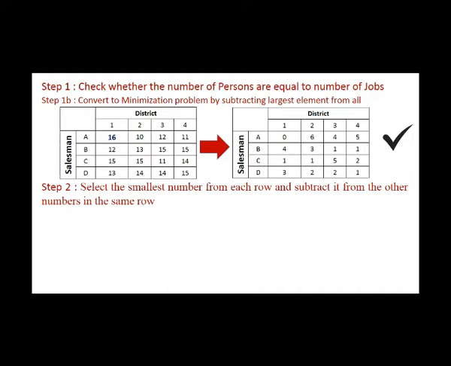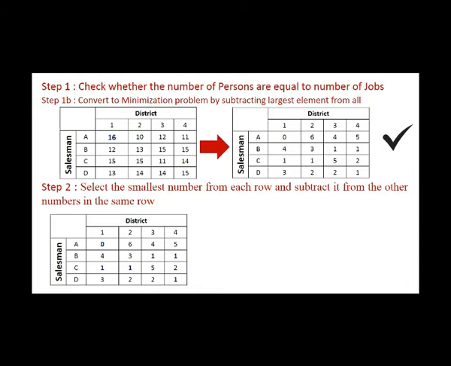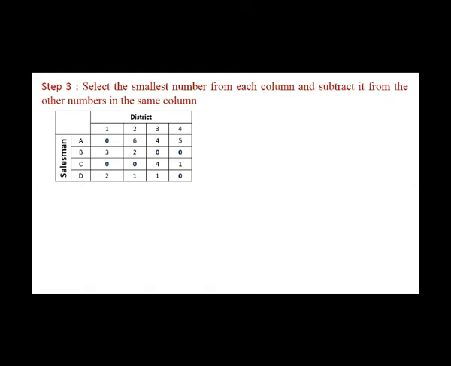Step 1, check whether the number of persons is equal to the number of jobs, and this is a maximization assignment problem. So we convert the maximization problem by subtracting the largest element from all. Then step 2, select the smallest number from each row and subtract it from the other numbers in the same row. In the first row, the smallest number is 0, in the second row 1, the third 1, and the last one as well. Select the smallest number from each column and subtract it from the other numbers in the same column. In the first column, the smallest number is 0. In the second, 0. Third, 0.